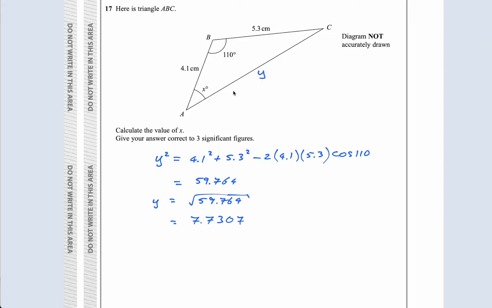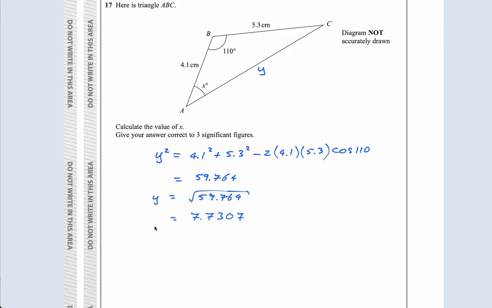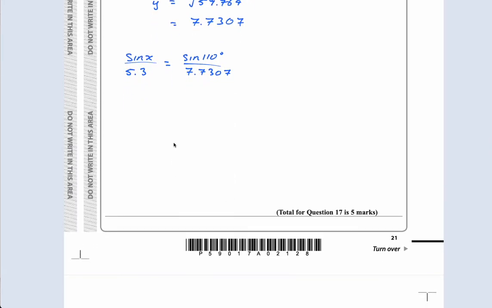Now I have y, I can use the cosine rule. Or sorry, the sine rule. I could actually use the cosine rule, but I think the sine rule is easier at this point. So I'm just going to say sine x, pick the thing you're looking for first, the sine of the angle, over 5.3, the opposite side, so this angle goes with this side, equals this angle, sine of 110, over this side, which I now know is 7.7307. And then I just need to solve this.